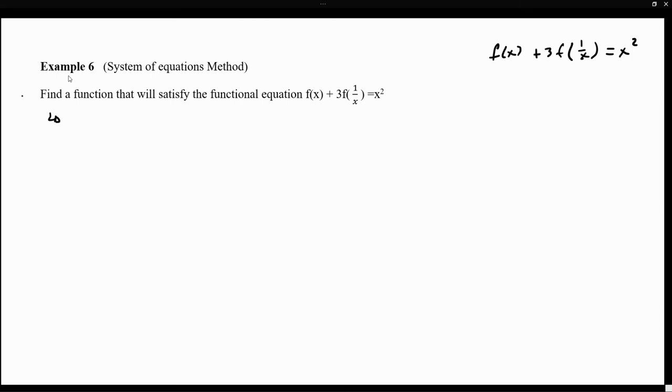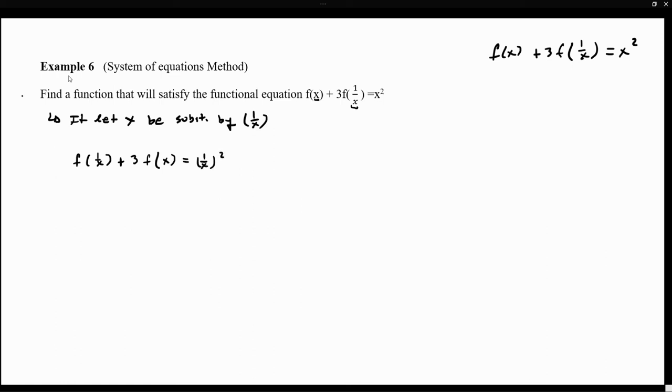But now notice that if we let x be substituted by the expression 1 over x, so pretty much if we go back to the original function and every time we see an x, we substitute it with 1 over x, notice what we're going to have here. So now if I see an x, all I'm doing is substituting it with 1 over x. So I'm going to have 3f of 1 over 1 over x, well that's just x, equals 1 over x squared.